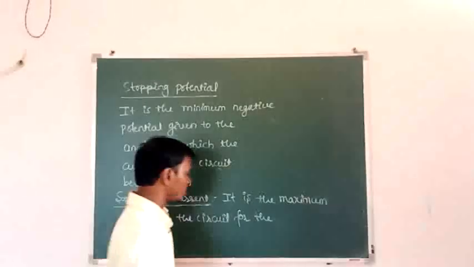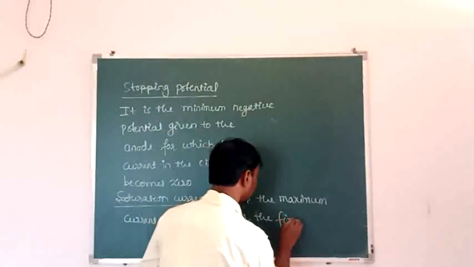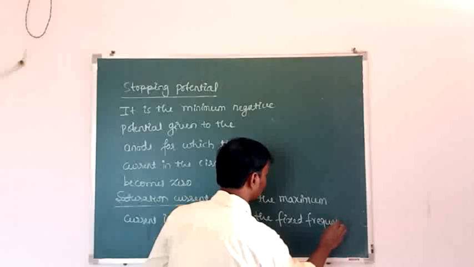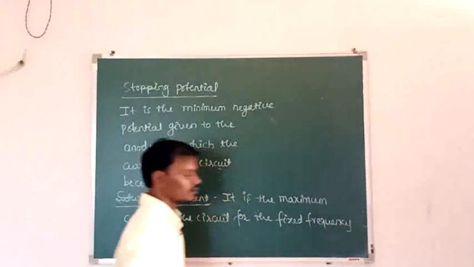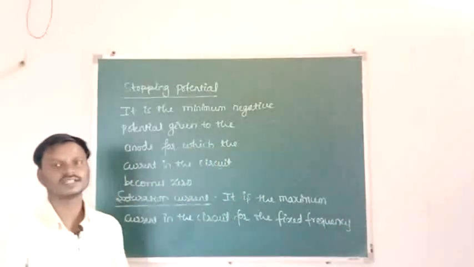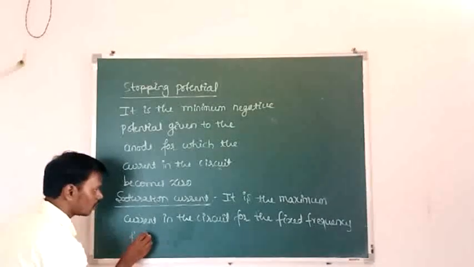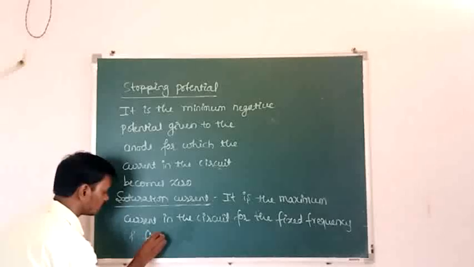Okay, so for the fixed frequency, and how to fix the intensity here? By taking the constant power rating source of light and fixed intensity.